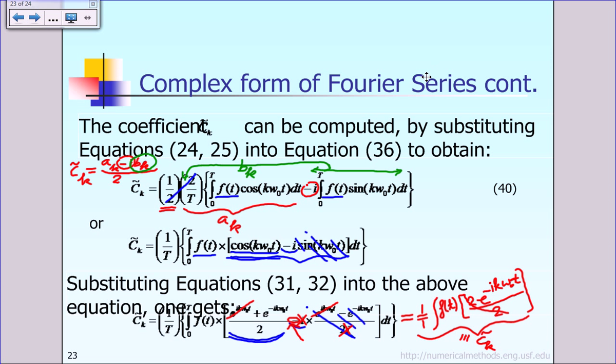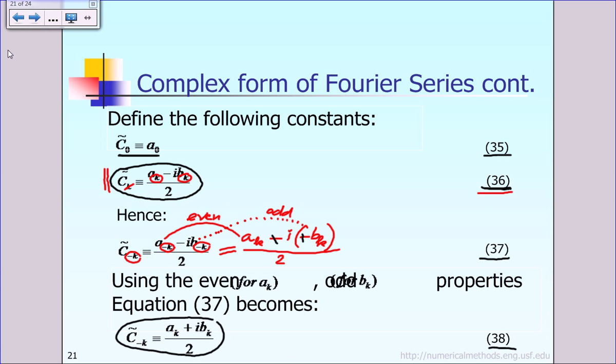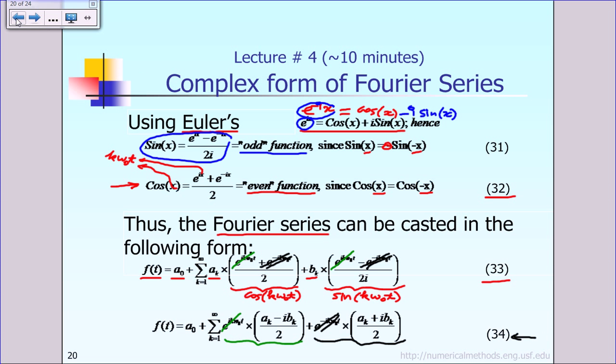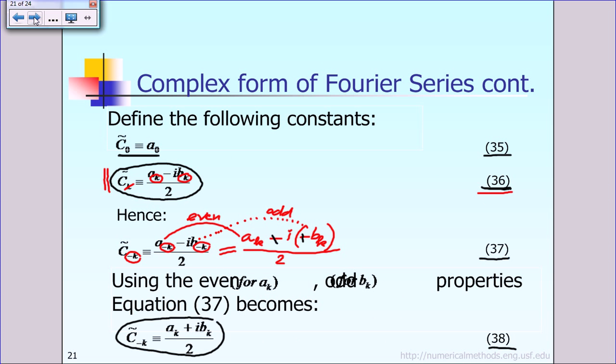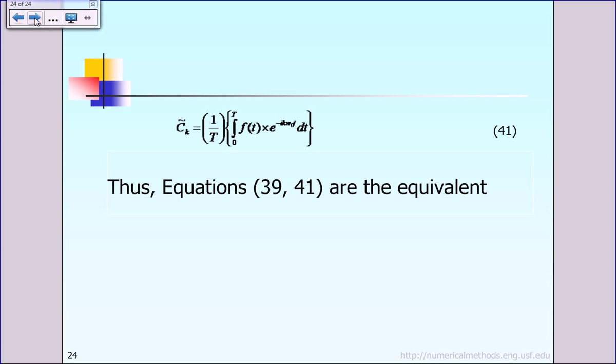So that's it. To summarize it, we can express the Fourier series according to equation 39, where in equation 39 you need to figure out the coefficient ck tilde, and that coefficient ck tilde is given by the last slide that I just showed to you, which is equation 41. So that will be the end of the lecture.